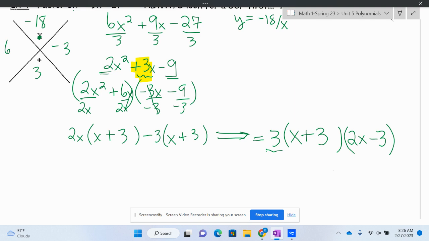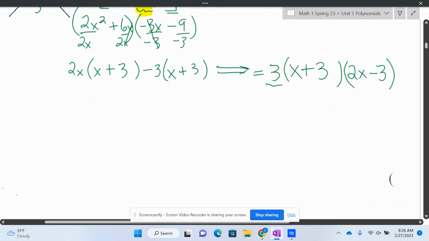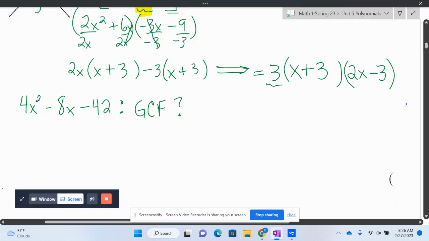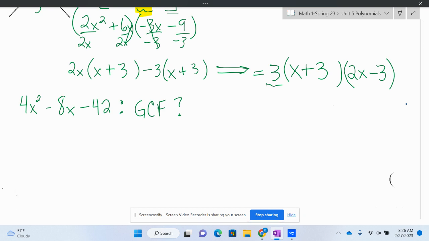I scribbled it on here. So I'm going to do this. 4x squared minus 8x minus 42. So the first thing I'm going to ask you is there a GCF? I'll wait for you guys to write that down. You don't have to do it, but it's good practice. Is there a GCF? Is there something that all of those are divisible by?